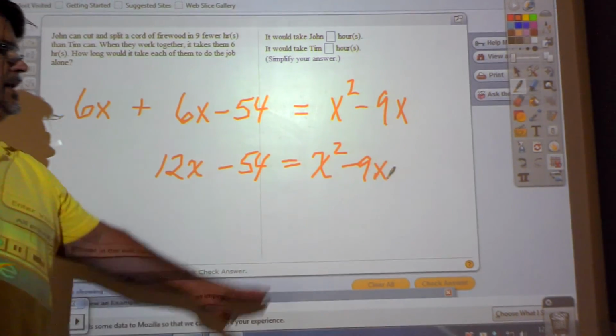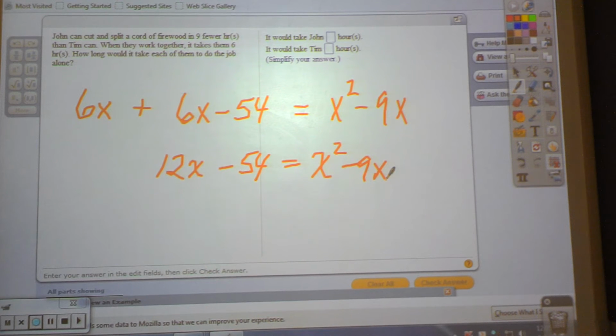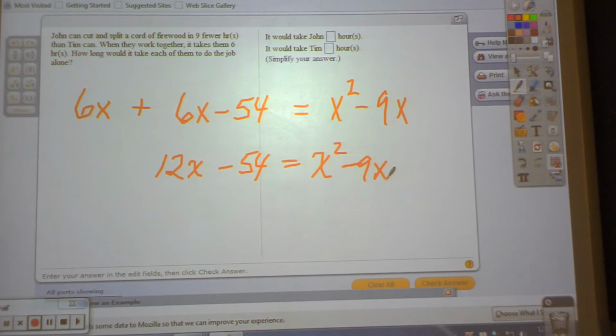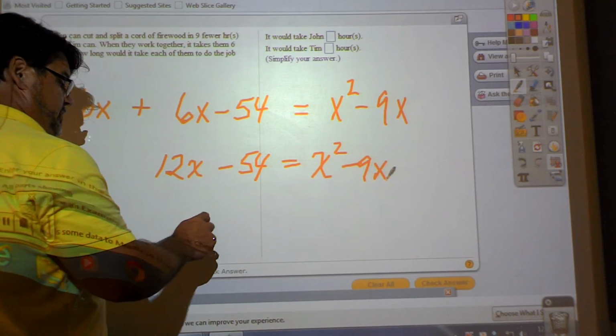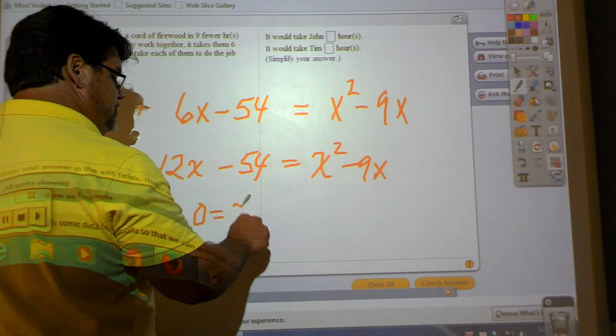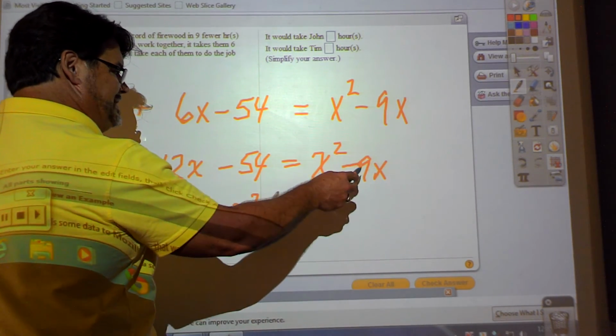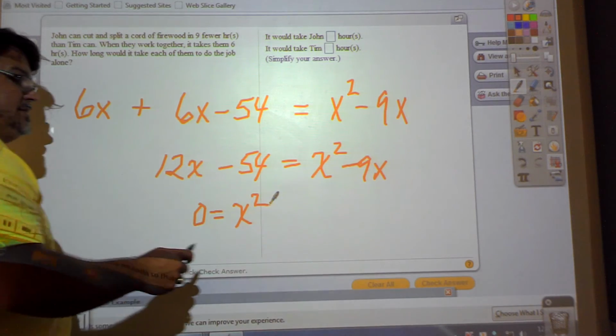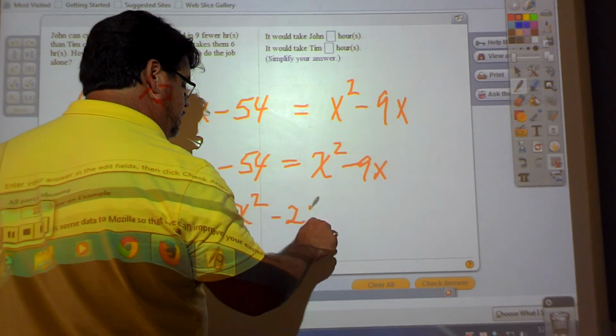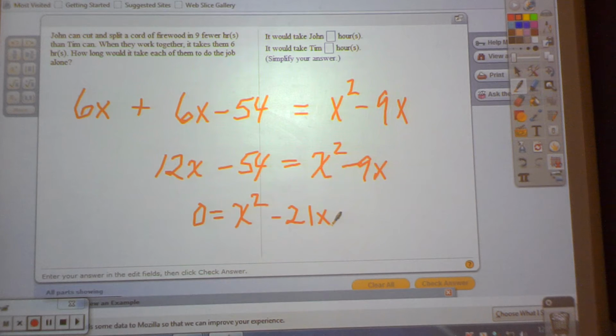Well, I'm not going to mess with that x squared because it's positive. If it ain't broke, don't fix it. Leave that x squared alone. Take everything else over on that side. So that's going to be 0 is equal to x squared minus 9x minus 12x, which is negative 21x. That's right, class.